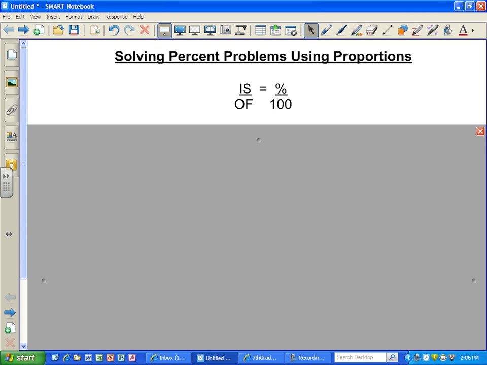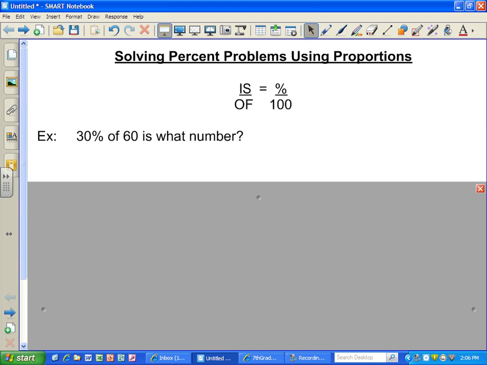So let's first look at our proportion. We have is over of equals percent over 100, where the percent is always out of 100. And let's look at our first example and see how that proportion works.